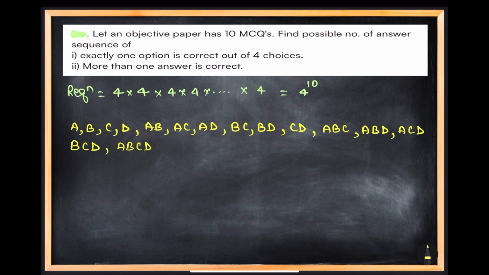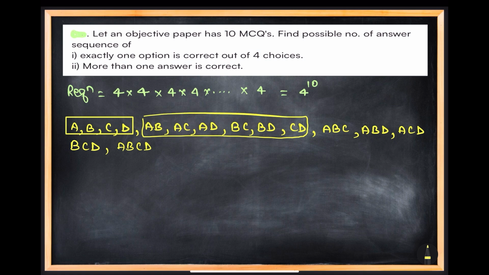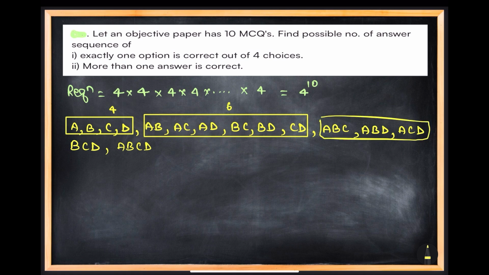Okay. So look at this. How many cases correspond to single correct? 4. Double correct? 6. Now 3 correct? 4. And 4 correct is 1. So altogether there are 15 choices.